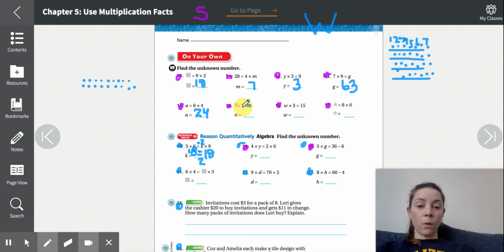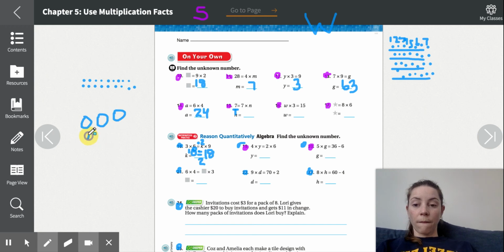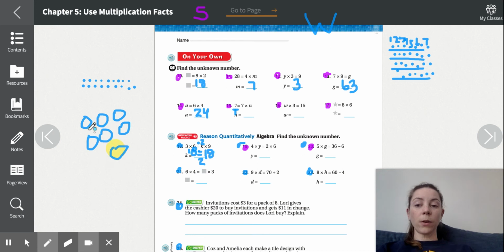Okay, now we're backwards again. 7 equals 7 times what? So what do you multiply by 7 to get a total of 7? Here's the total. Here's the groups. How many in each? So if I had 7 groups, how many would I have to put inside to get a total of 7? Well, I have to get to 7 and then stop. So there's 1 in each. So 7 times 1 equals 7.